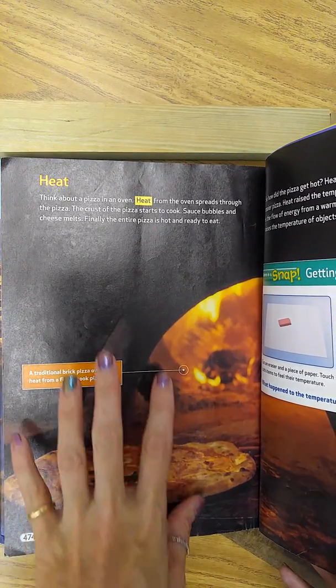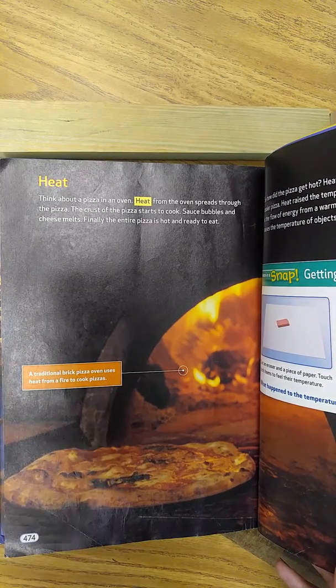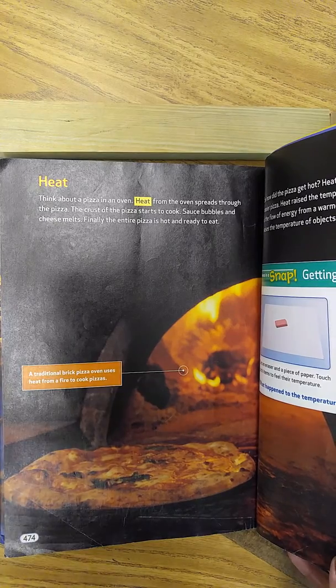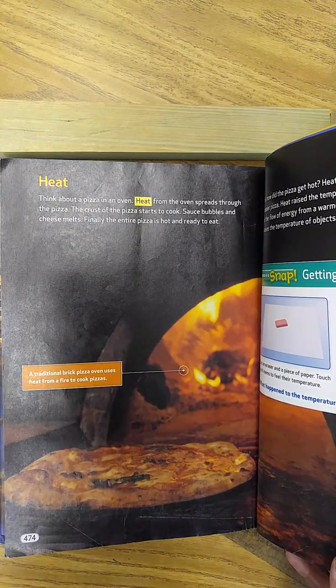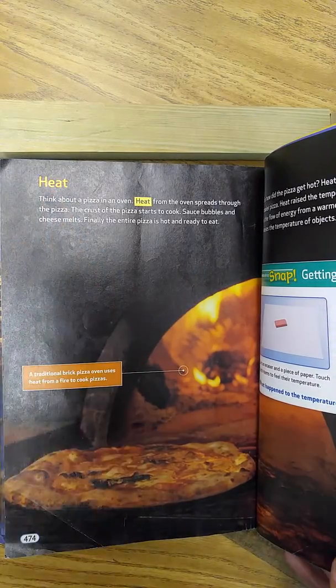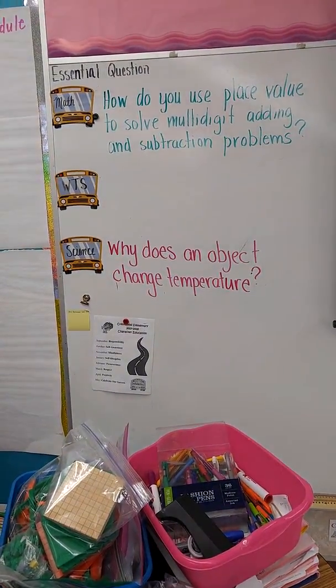This is the recap on our science standards. We had to learn about how heat transfers and good and bad conductors of heat. So our standard is heat transfer and conductors of heat. So here are the texts. We learned about heat. Our essential question was, why does an object change temperature? So we will focus on that, and now let's look at the page.